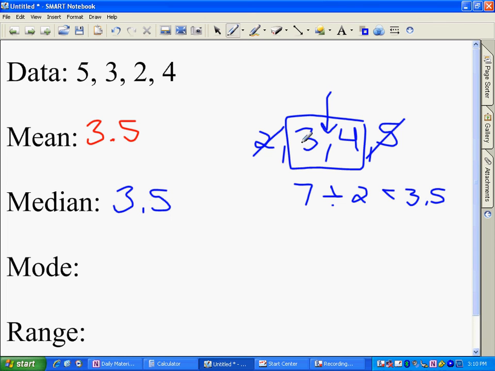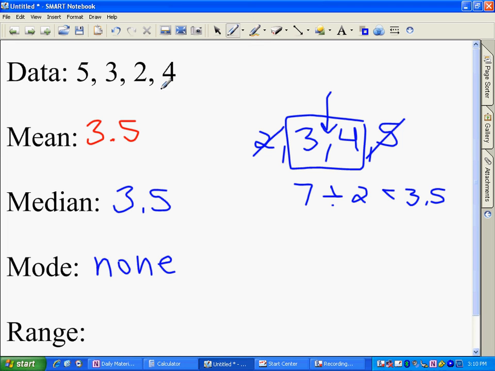So again, whenever you have 2 numbers in the middle and you need to find the median, you add those 2 numbers up and divide by 2, and that'll give you the median. Or you can think of it as finding the mean of those 2 numbers, because you can only have one median. Mode is the number that appears the most, so we're going to ask ourselves, is there any number here that appears more than any other number? And there's not. So we're going to write none for no mode, or you can even write no mode.